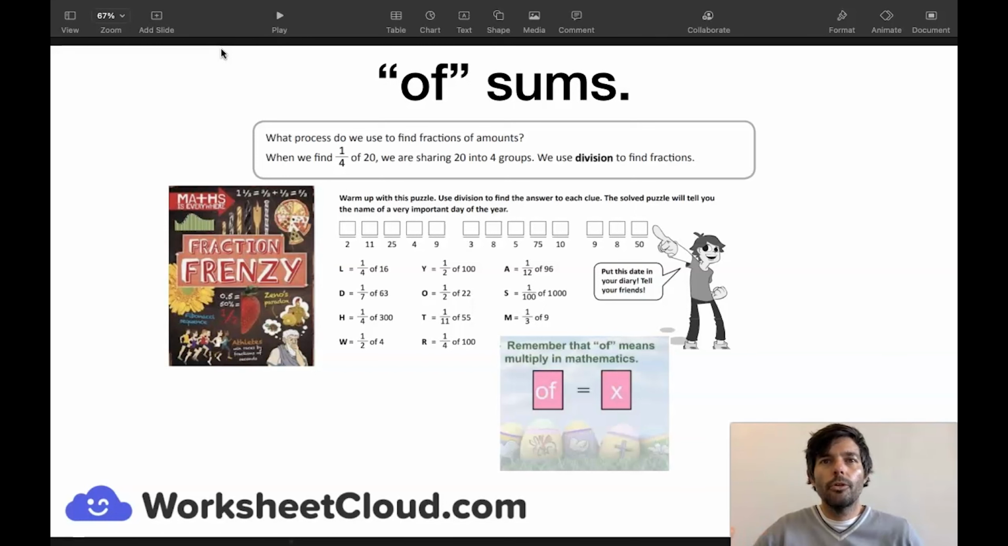On this page, what you need to do is work out the answer of each sum. You'll see L, D, H, W, the second column Y, O, T, R, and the third column A, S, M. You need to work out what those letters are equal to. Then once you've got those answers, put the letters into the correct boxes to find out what the secret message is. So press pause, work through it, and then come back to see if you've got the correct answer. Off you go.